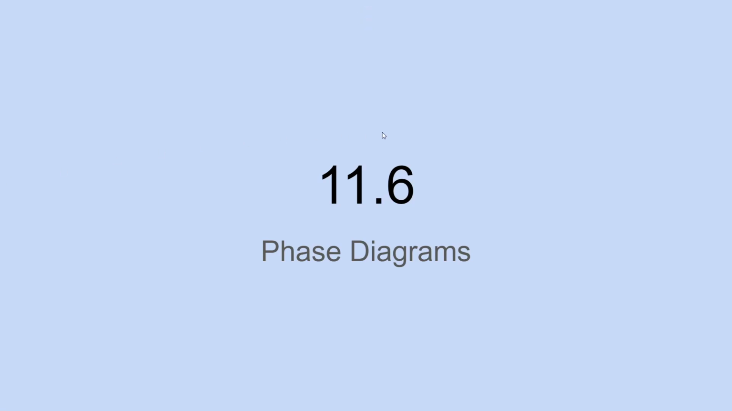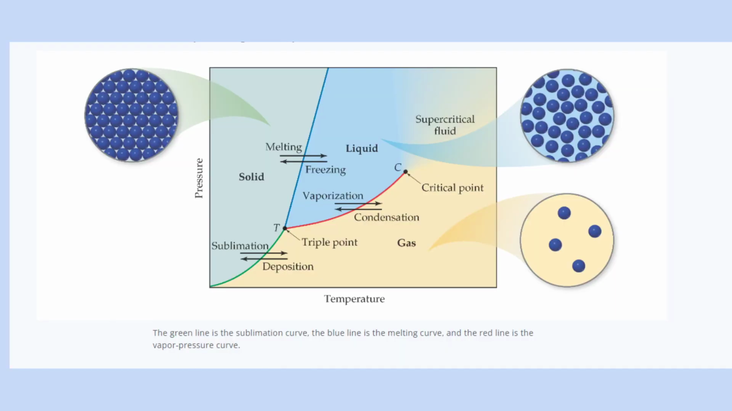This is section 11.6, which is phase diagrams. I will explain how they work and then provide a few examples and show how to use them and what you can use them for. So this is a basic phase diagram. This one is not labeled, but most phase diagrams are labeled.